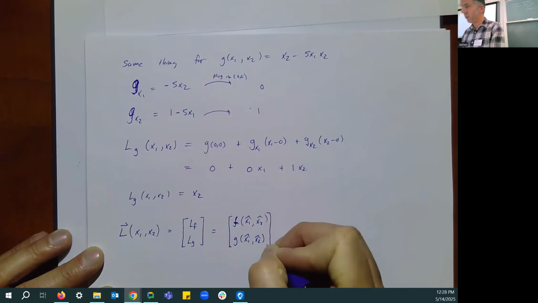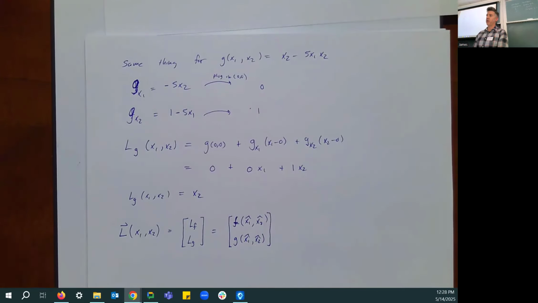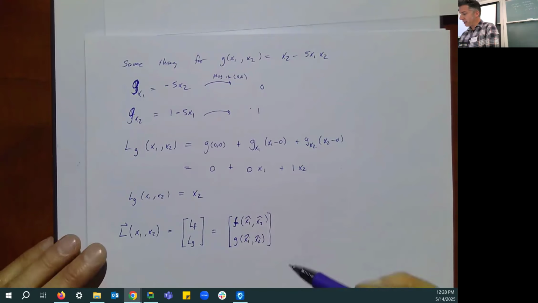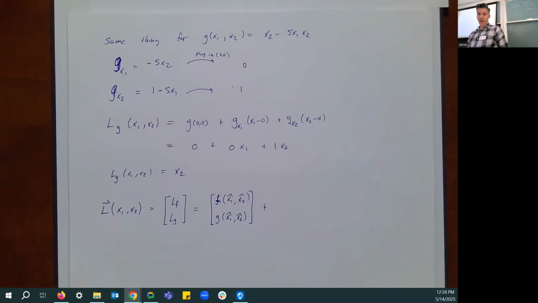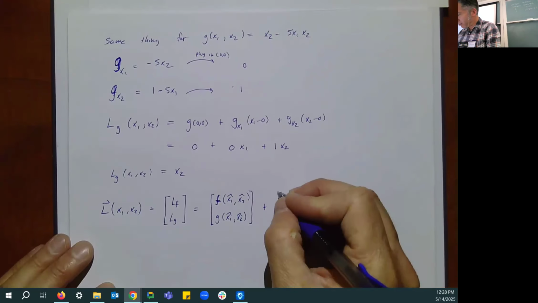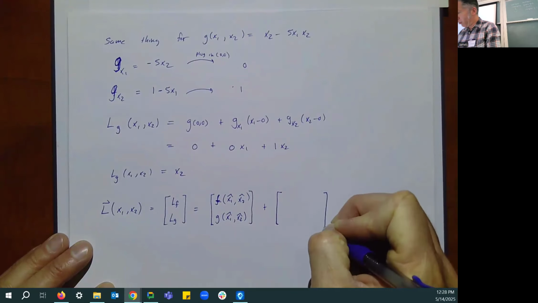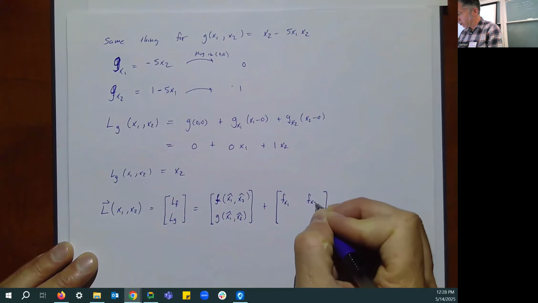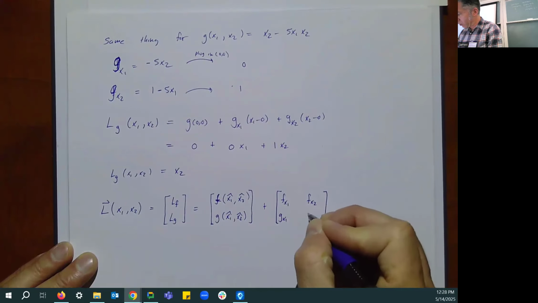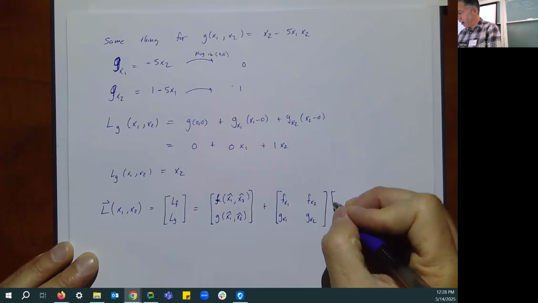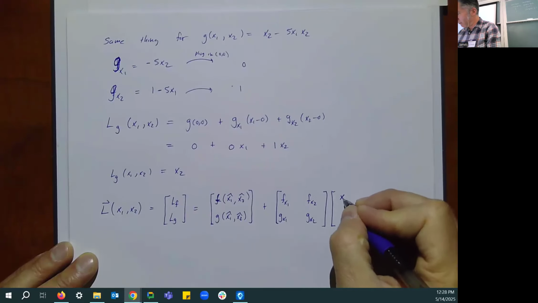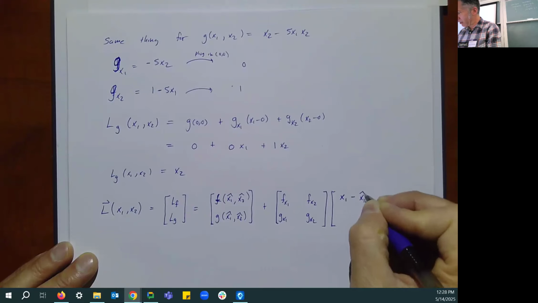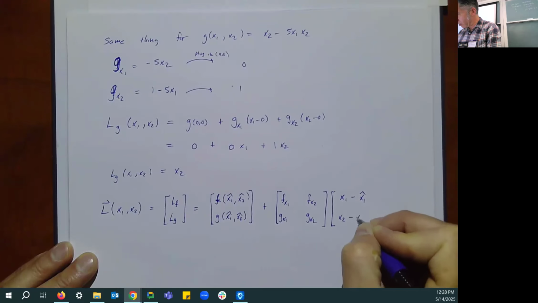But you already know what that's going to be. It's going to be the 0 vector. It's going to be 0, 0, because again, if you're plugging in the equilibrium to your functions, it has to equal 0. There's no other choice. Plus, now here's the fun part. It's going to be the partial derivatives, fx1, fx2, gx1, gx2, multiplied by the variable minus the equilibrium, x1 minus x1 hat, x2 minus x2 hat.